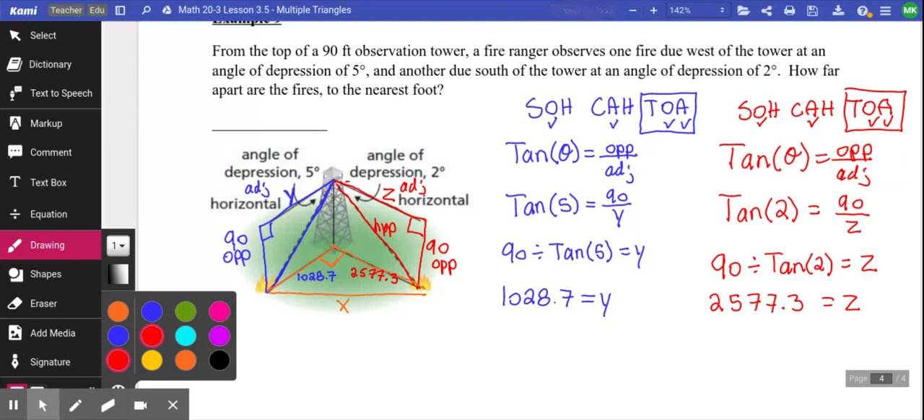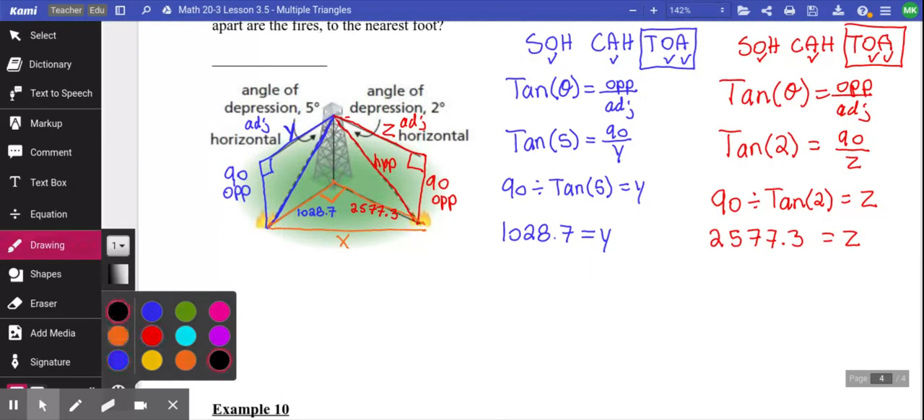Awesome. The last step. If I know this side on the ground and I know this side on the ground, the way I'm going to find the third is by doing Pythagorean Theorem. So a squared plus b squared equals c squared. It's been a while since we've done that. Remember that a and b are the legs and c is the hypotenuse.